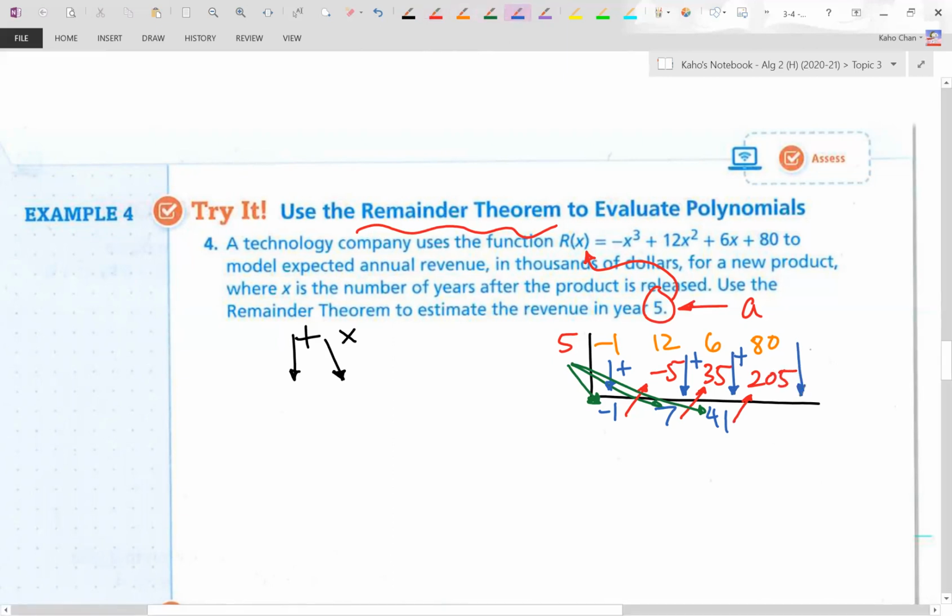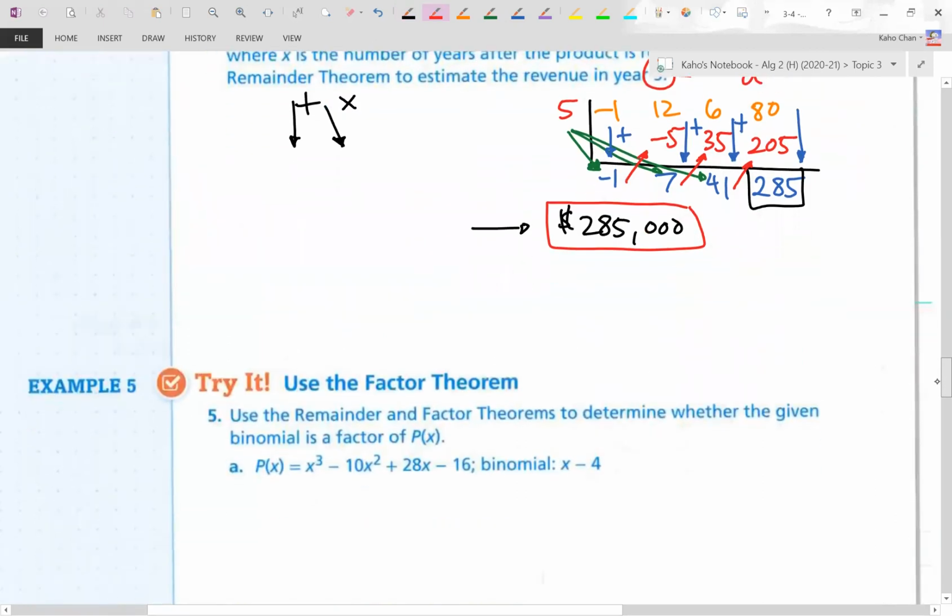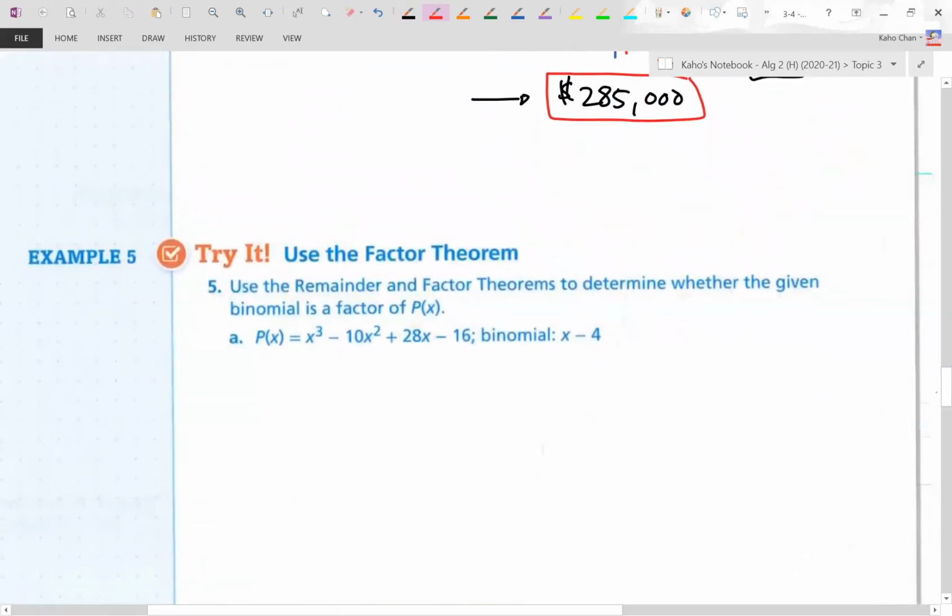This is a quick way of getting function values using synthetic division. Isn't that strange? It's very cool. And there's your answer, 285. And this revenue is in thousands, so my final answer is $285,000. Yay! All right, let's move on to number 5. Any questions about number 4?